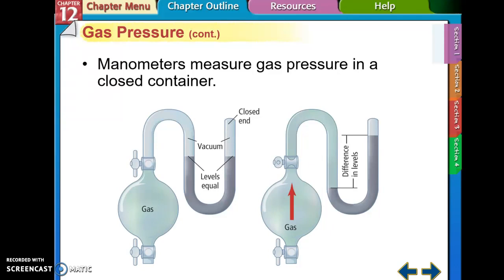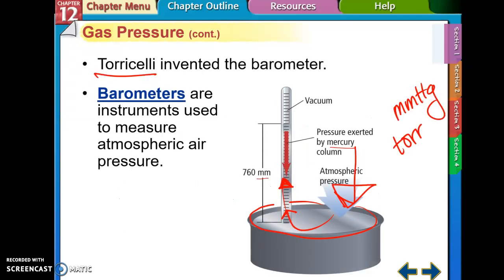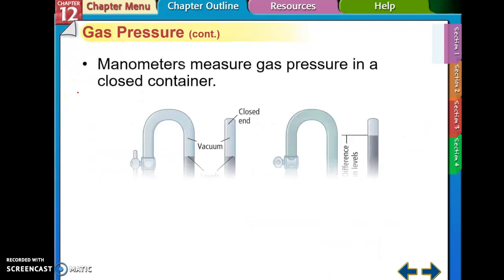We can also use manometers, and they measure gas pressure in a closed container, but we're mostly going to be using barometers. That's what you use in meteorology.